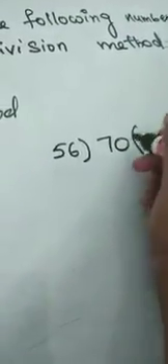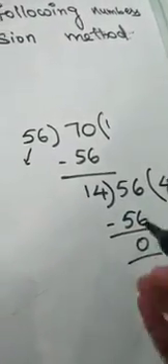Next is 70 divided by 56. 56 ones are 56. 70 minus 56 is, again, 14. Now we have to take this divisor as the dividend, so we write 56 here. 14 4s are 56. So 56 minus 56 is 0.